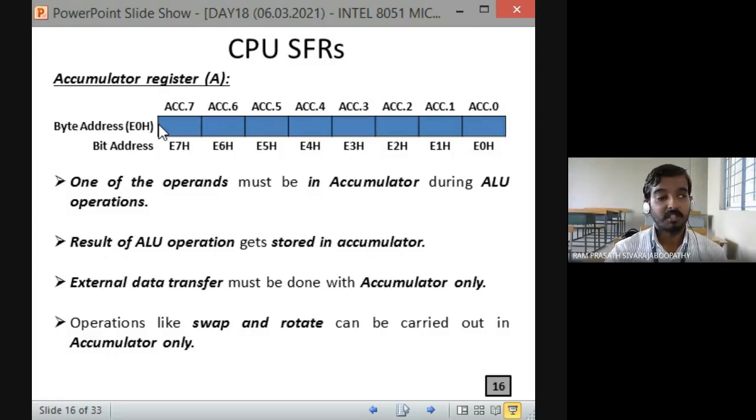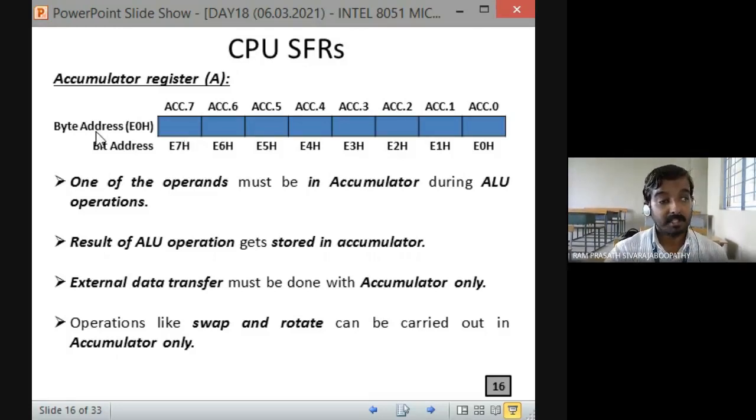The byte address and the LSB bit address are the same. Fine. From there, +1 like that the address will go on: E0, E1, E2, E3, E4, E5, E6, E7. Fine. All the bits of the accumulator can have an address. That's why it is called a bit addressable SFR.